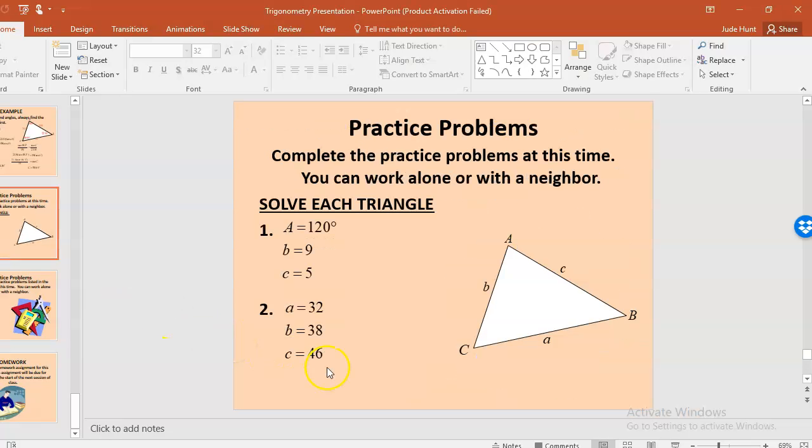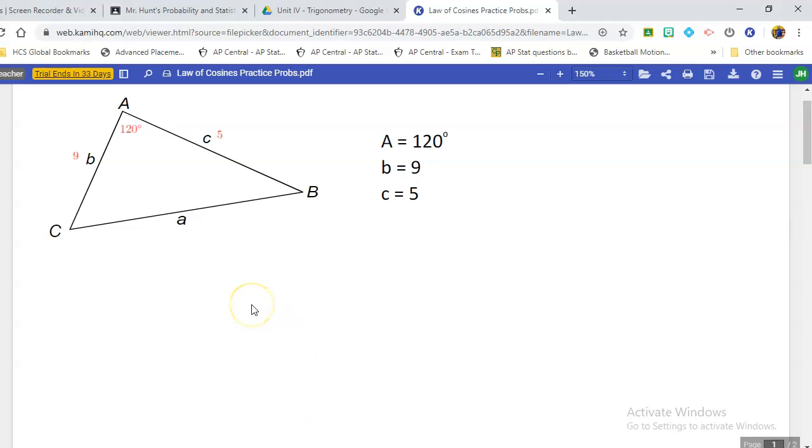I'm going to go ahead and pull those up, and we can see our first example here where we have the measure of angle A is 120 degrees, and then we have side B and side C are 9 and 5, and we're going to try and find the measure of side A so that we can work with this and use the law of sines.